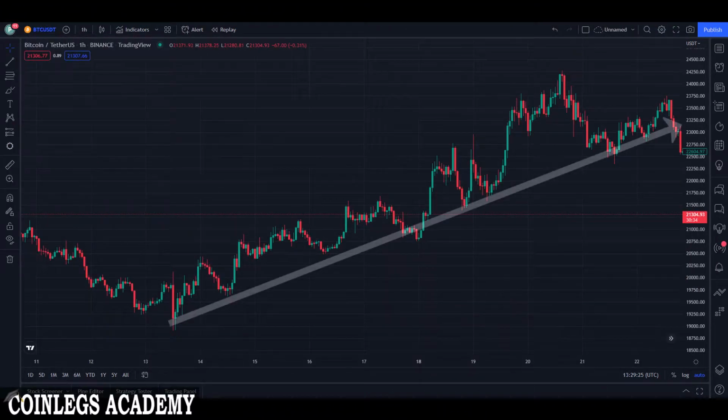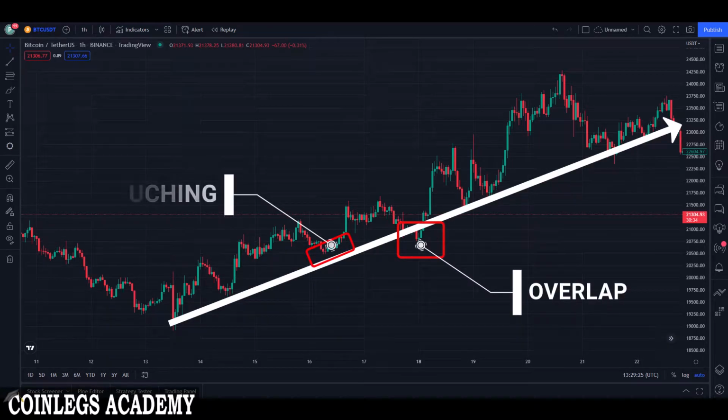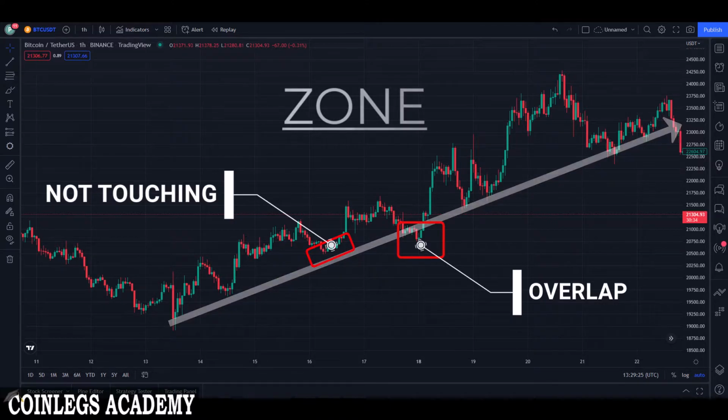You can see sometimes price overlaps the trend line or does not even touch it. These are very normal situations in the market because we need to use these trend lines as a zone.